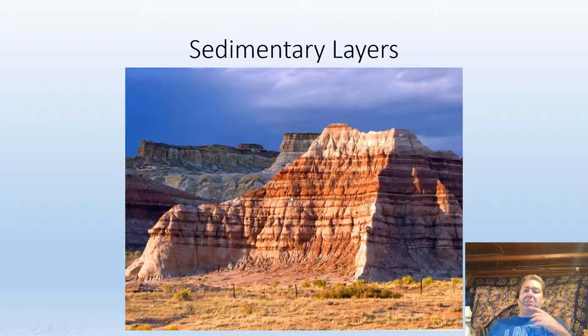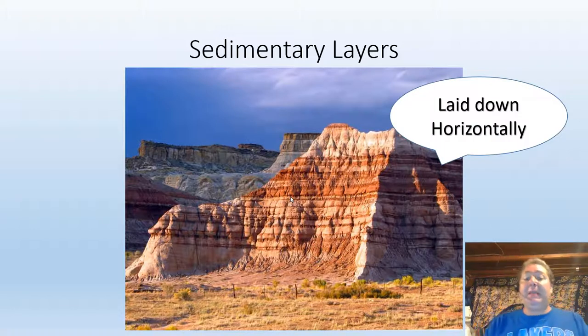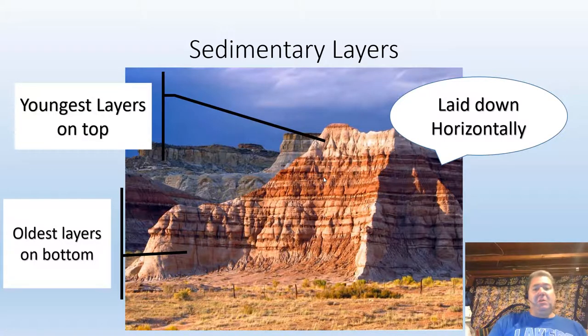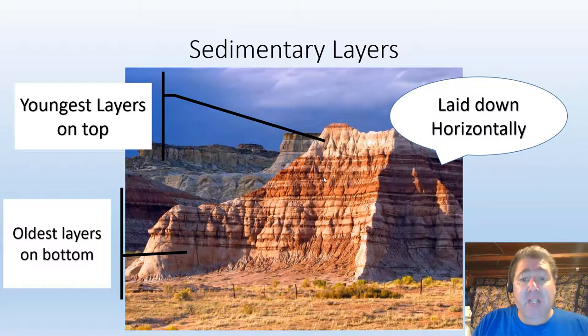Right, let's investigate some of these laws here. So here's a nice bunch of sedimentary layers of rock, right? And which of these laws are we seeing here? Well, we're seeing that they're laid down horizontally, right? As you can see here, these layers tend to continue horizontally. We also will notice that the oldest layers are on the bottom, and we get younger and younger layers towards the top, right? Because you can't put this younger layer on top of the older layer if the older layer isn't there. Pretty simple. Again, oldest layers on bottom, youngest layers on top.